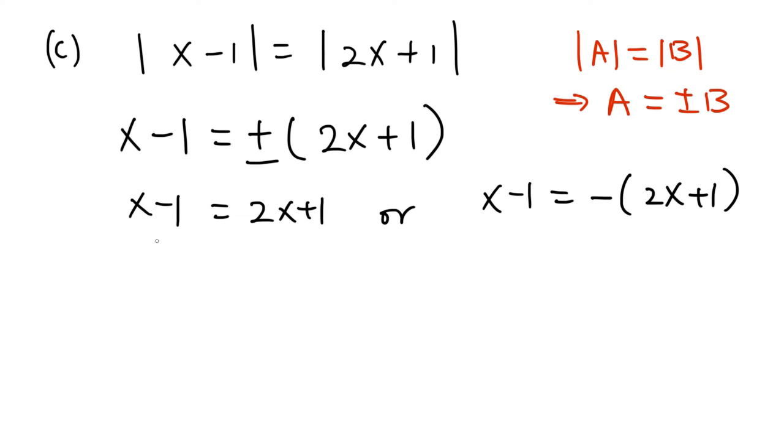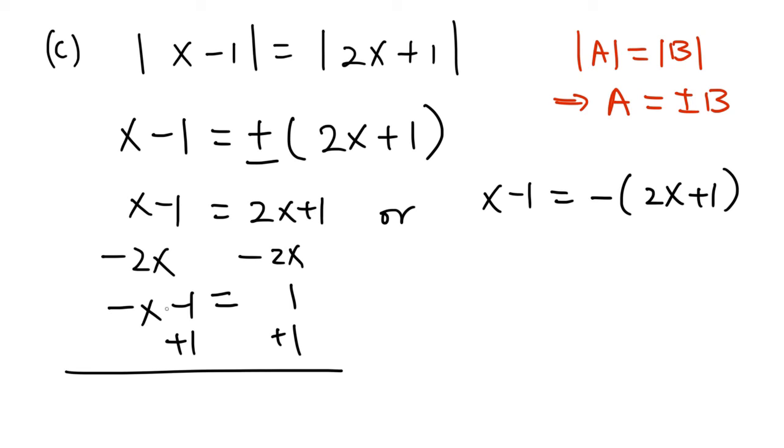Okay, now let's solve these equations one at a time. For this equation, we subtract 2x from both sides of the equation. We've got negative x minus 1 equals 1. Now add 1 to both sides. We've got negative x equals 2. And multiply both sides by negative 1. We get the solution, negative 2.